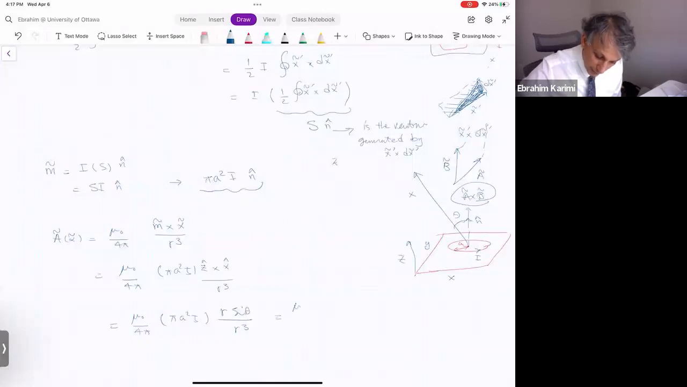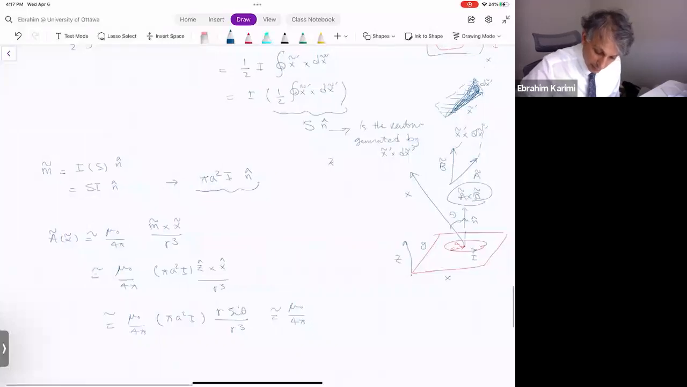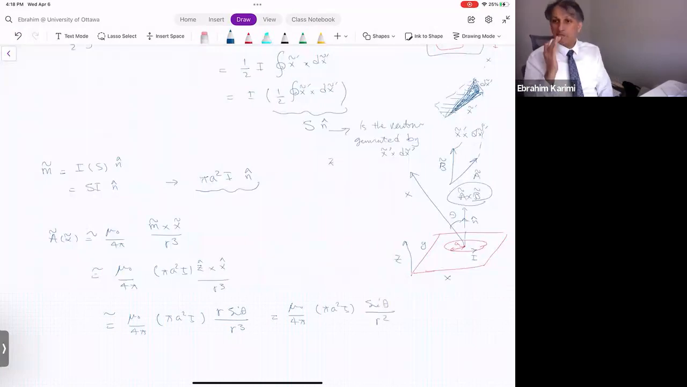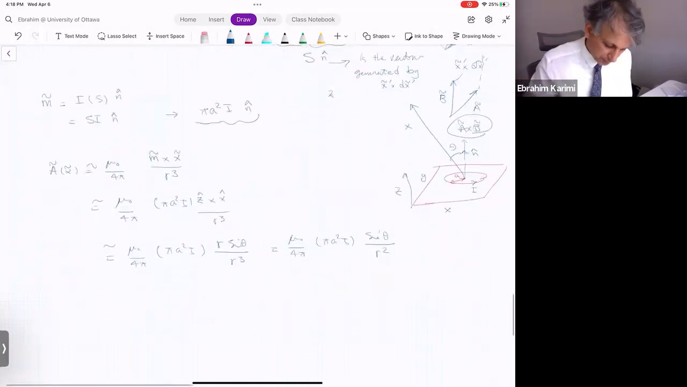which is μ0 over 4π. And by the way, that's an approximation. Don't forget that. That will be μ0 πa²I sin θ divided by r squared. That was the vector potential for a loop of current in a given plane far away from that place, within the approximation that we had.